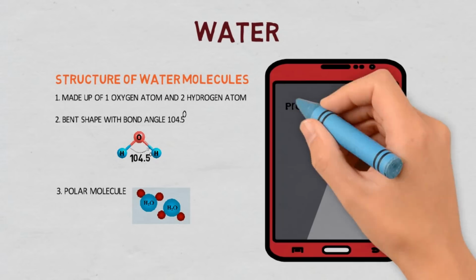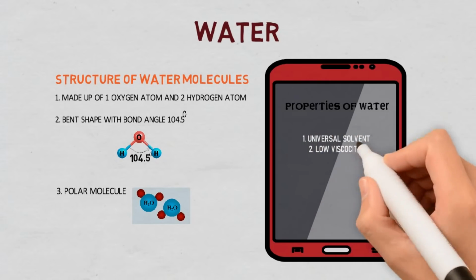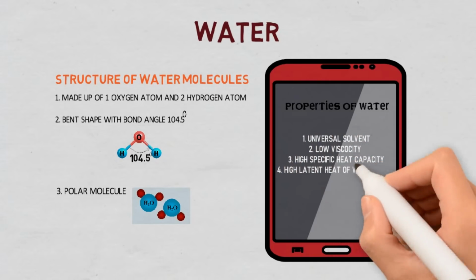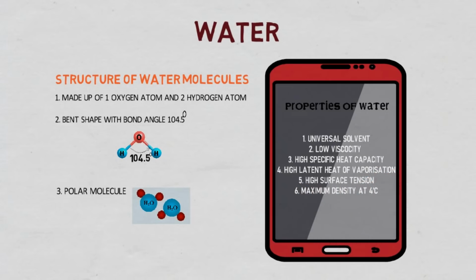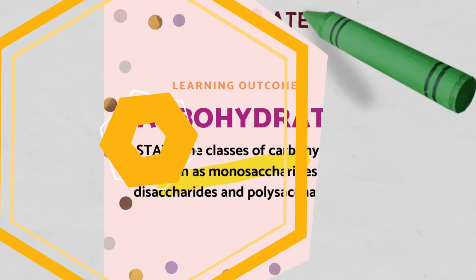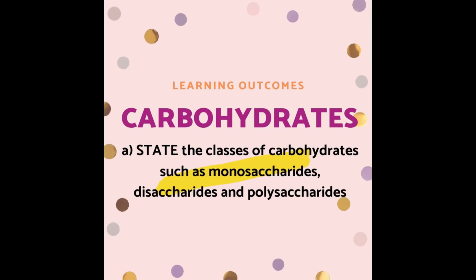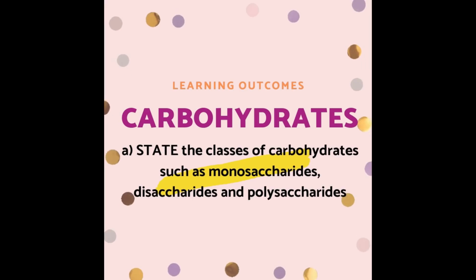There are 6 properties of water. The first one is that water acts as a universal solvent. It has low viscosity, high specific heat capacity, high latent heat of vaporization, high surface tension, and maximum density at 4 degrees Celsius. The learning outcome for carbohydrates is to state the classes of carbohydrates such as monosaccharides, disaccharides, and polysaccharides.